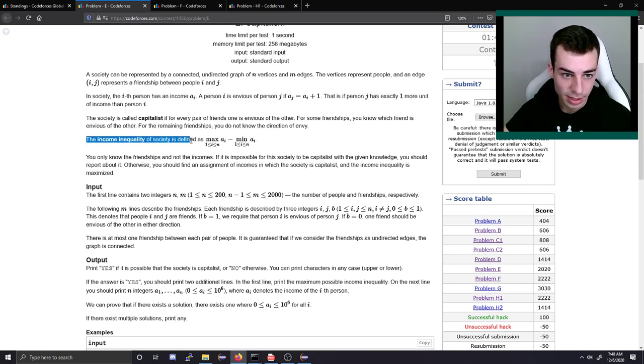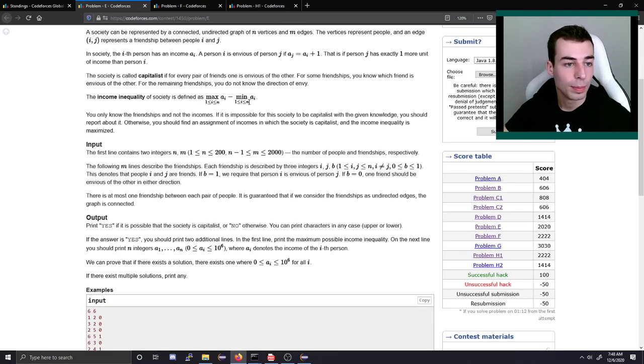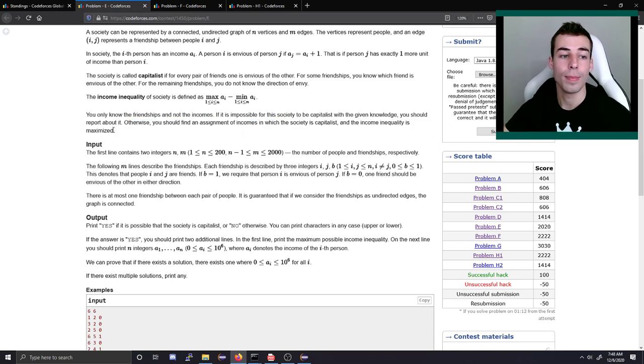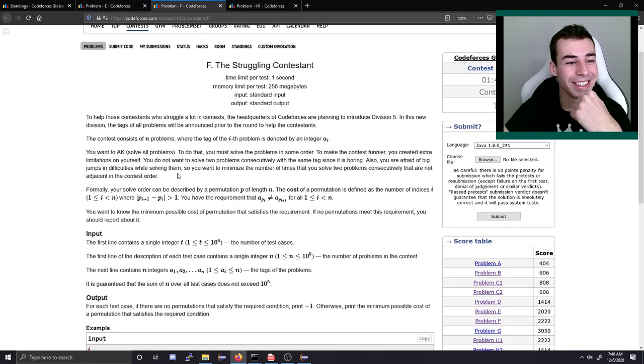The income inequality of the society is the maximum... What is going on here? Maximum a_i minus minimum a_i. Oh, the max money minus min money. Okay. You know the relationships of friends, but not the incomes. It is impossible for a society to be capitalist with the given knowledge. Oh, if it is impossible for it to be capitalist, you should report it. Otherwise, you should find an assignment of incomes in which the society is capitalist, in which the income inequality is maximized. I'm a greedy capitalist pig. I like this problem. Okay, next problem.